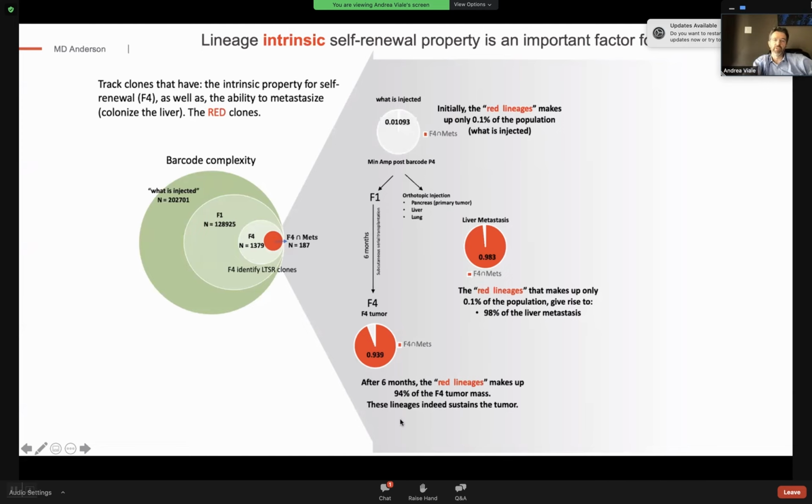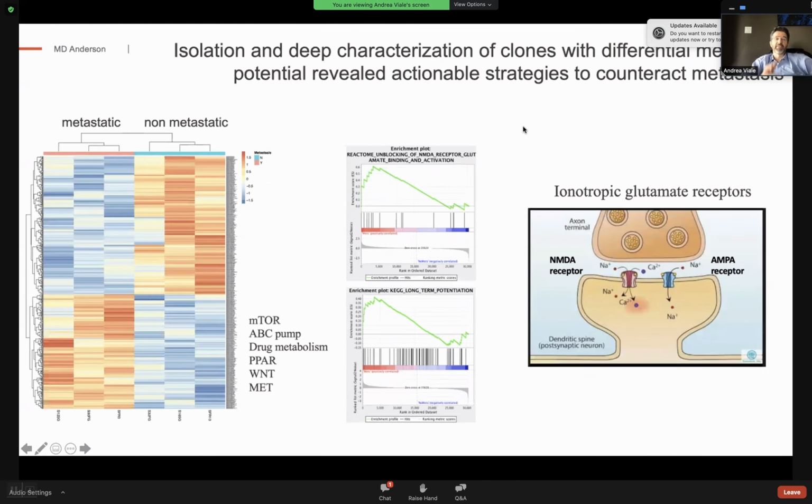And also they were responsible for a very large fraction of the F4 tumors, up to 94%. And these cells, as I said, were representing less than 0.1% of the original population. This experiment really is demonstrating that lineage intrinsic self-renewal property is an important factor for metastasis.